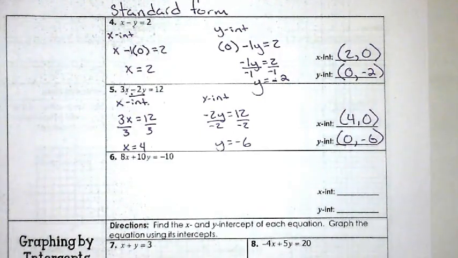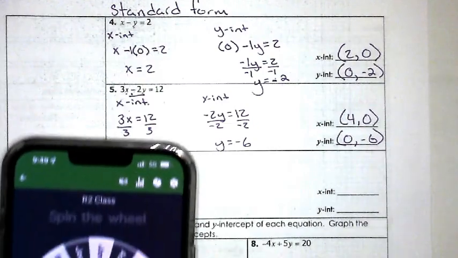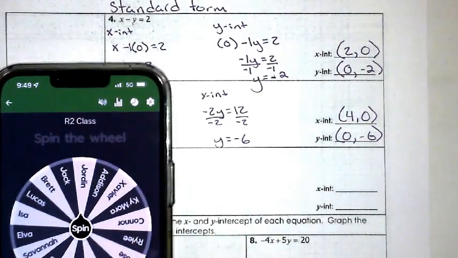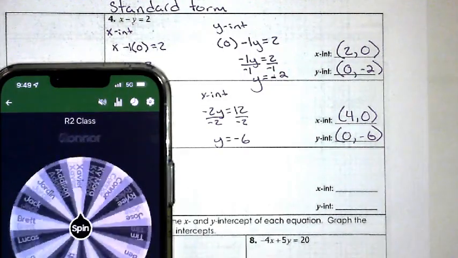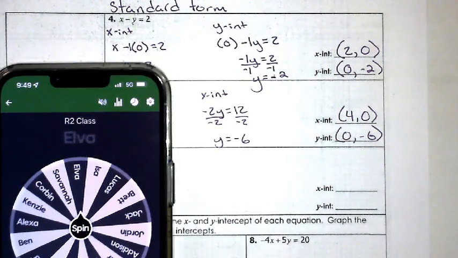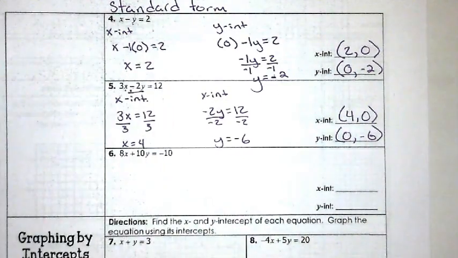All right. Time to spin the wheel of not ideal. Because I know y'all don't like to go up there. Helva. Do the x-intercept, please. What?